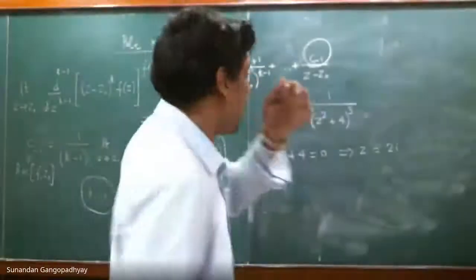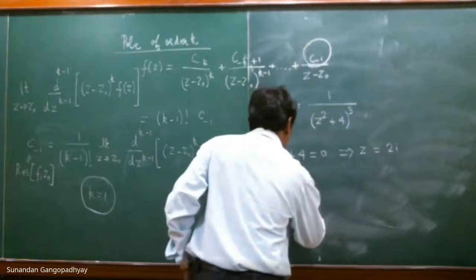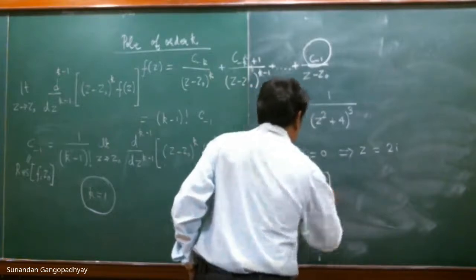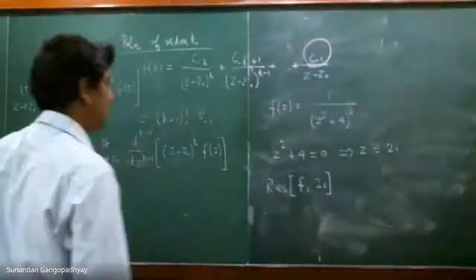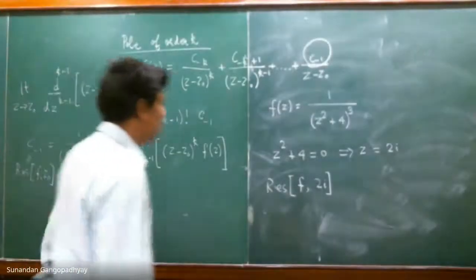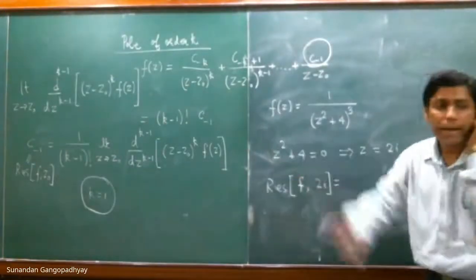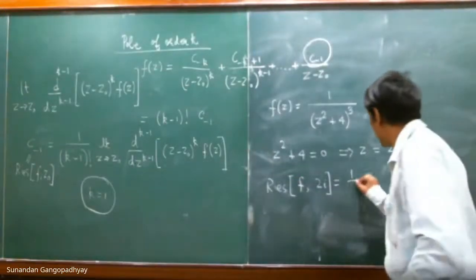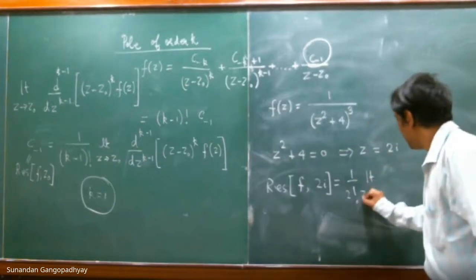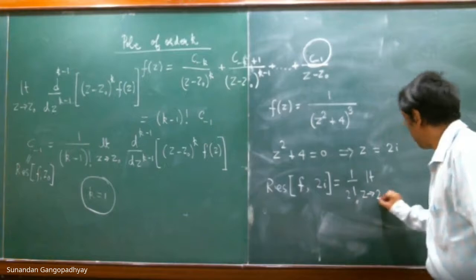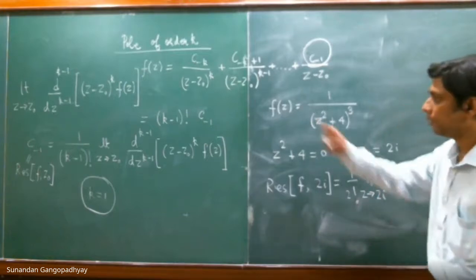Let us now calculate what is the residue of this function at the pole 2i. So this is our problem. Since this is a pole of order 3, apply this formula for pole of order k. So what is k? K is 3. Therefore, k minus 1 is 2. So I have 1 by 2 factorial, limit z goes to 2i of what?